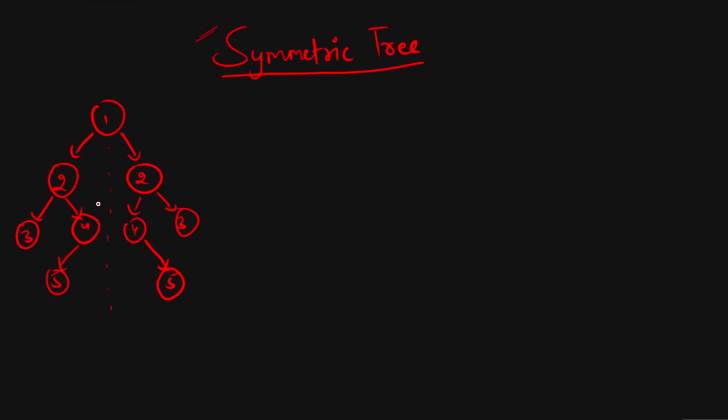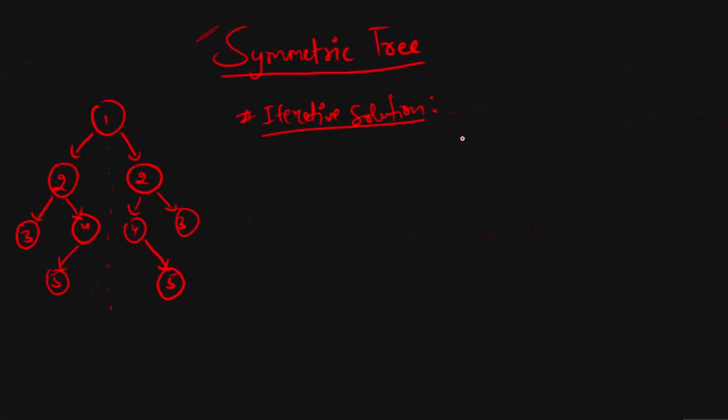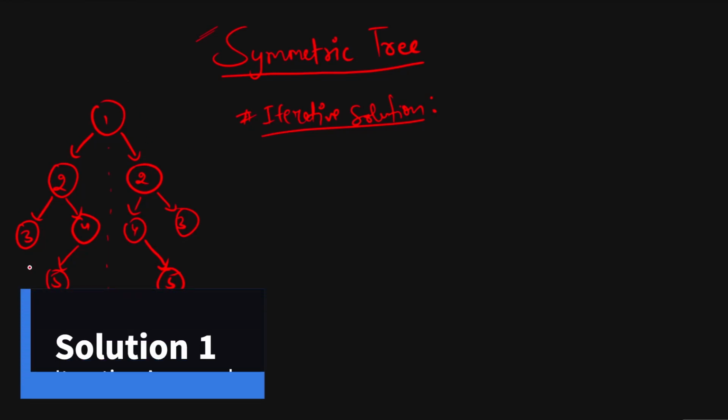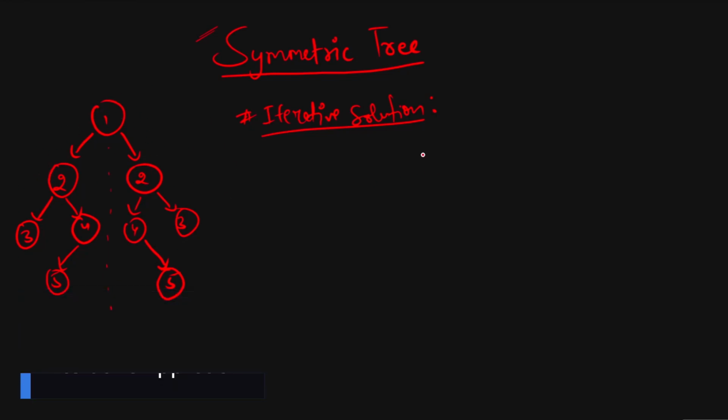So how are we going to solve this problem? We have both an iterative and a recursive solution. First of all, let's understand the iterative solution. We will traverse the binary tree in a different order, not like the usual pre-order traversal. First we check whether the root is a null node. If it is null, we return true, because that means it is symmetric. There is no need of checking anything.